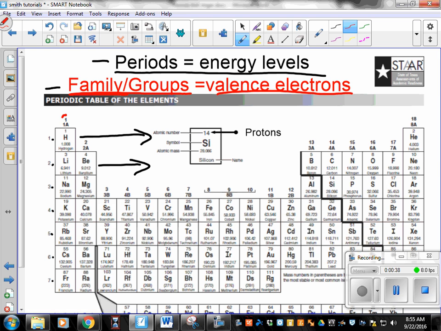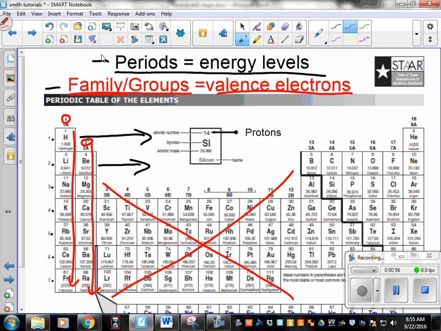This is family group number 1. It goes down the periodic table. It has 1 valence electron. Family group 2, all of these elements have 2 valence electrons. We're going to skip these right here for 8th grade purposes. You'll deal with these later. But group number 13 has 3 valence electrons. Family group 14 has 4, and so forth. Family group 18 has 8 valence electrons. Their outer shell is full. The noble gases will not react with any of the other elements.